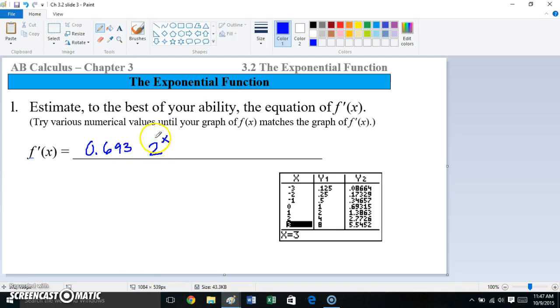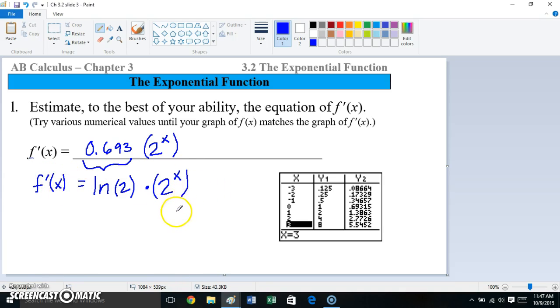If you play around in your calculator just a little bit, you might find out that 0.693 is actually an estimate of the natural log of 2. And that is actually the derivative of 2 to the x.